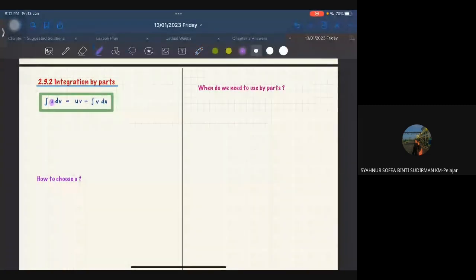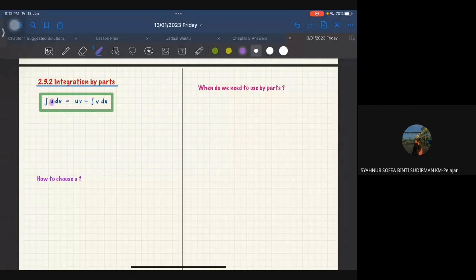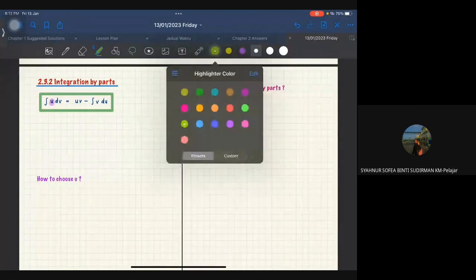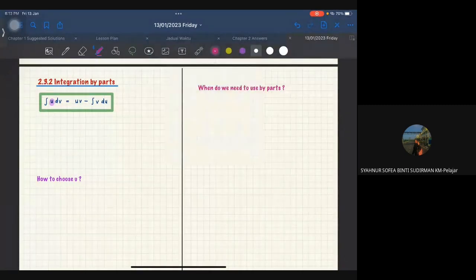Okay, and then bila something has been chosen as u, right? So yang lain daripada u akan jadi automatic jadi integral dv lah. Okay, so integral dv is one thing. U is one thing. Okay, so I don't think I have to go through this formula again. Tapi kita akan go through nantilah dekat dalam tutorial, right?